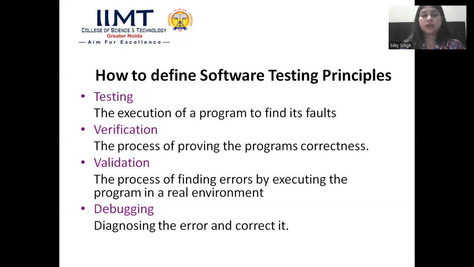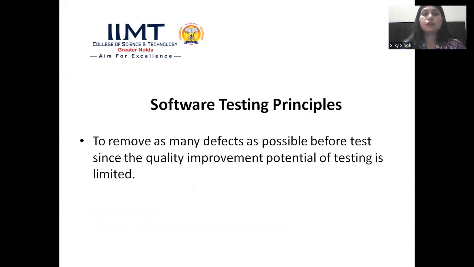In debugging, we diagnose the error and we correct it. In the debugging process, we check, find the error, and fix it. All of this should be done in debugging. In software testing principles, the aim is to remove as many defects as possible before the test, since the quality improvement and potential of testing is limited.